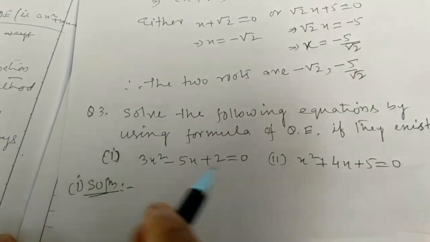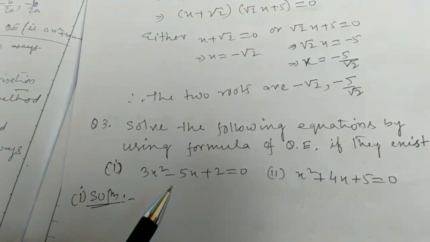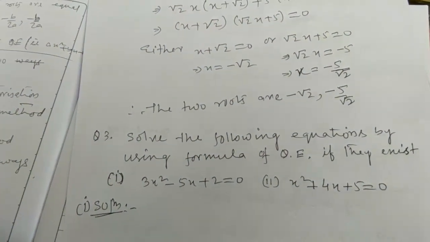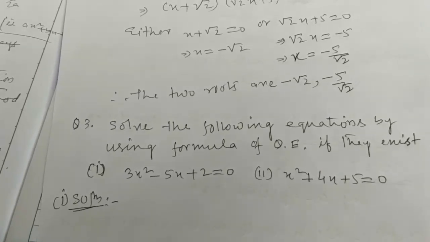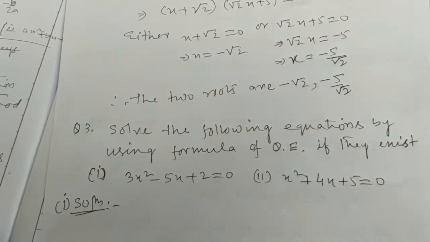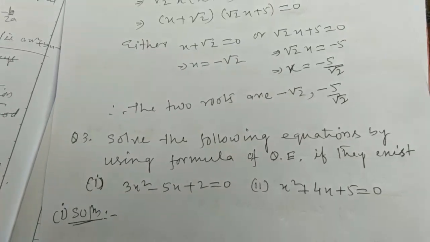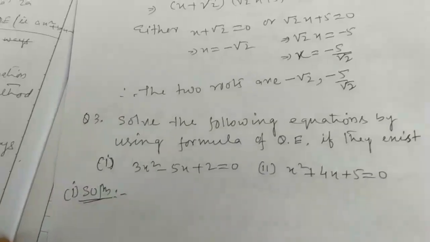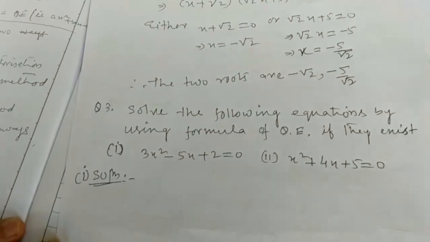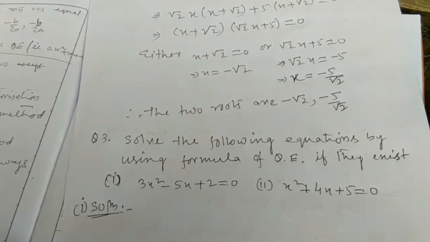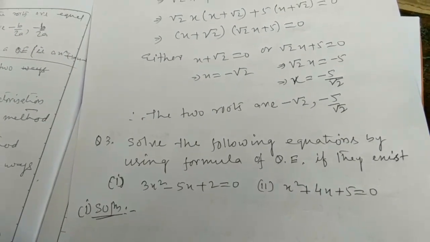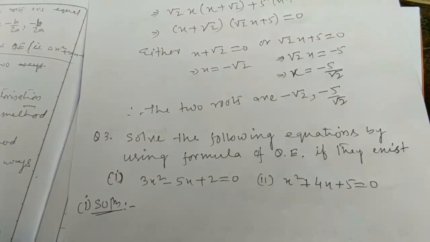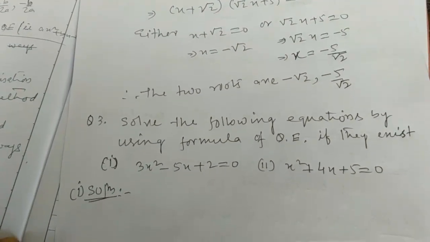How to solve? It is given "if they exist." Whenever it is mentioned "if they exist," we have to find the discriminant. B square minus 4AC is called the discriminant. If the discriminant is greater than 0, or equal to 0, then the roots exist. But if the discriminant is less than 0, that means a negative number, they will not exist. And if they do not exist, we cannot solve.